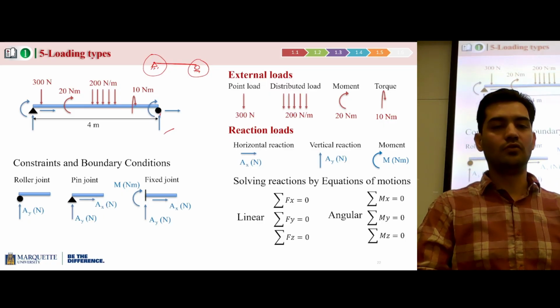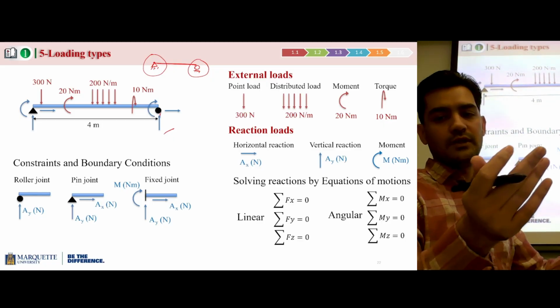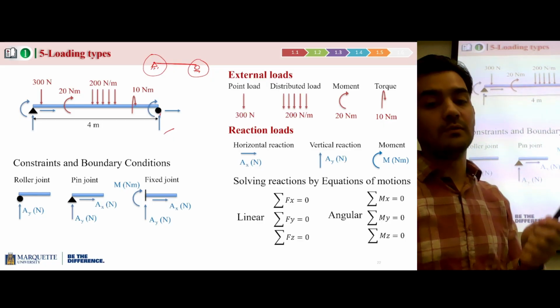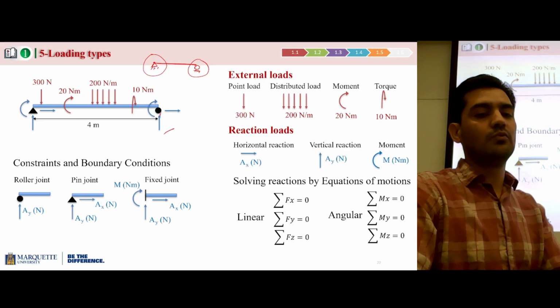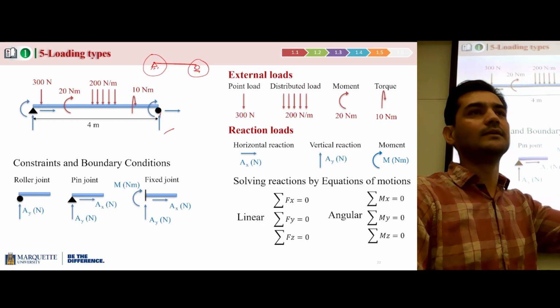So you have three unknowns for a two-dimensional problem, and you have three equilibrium equations, and you can use those equations to calculate the reactions. And I guess you were using this to do statics a lot.